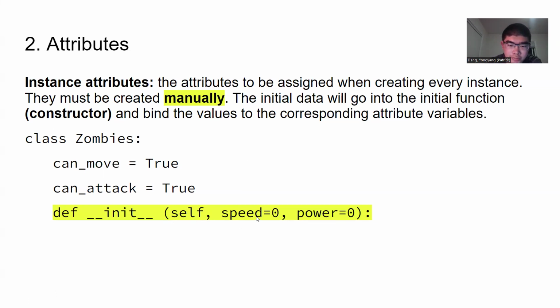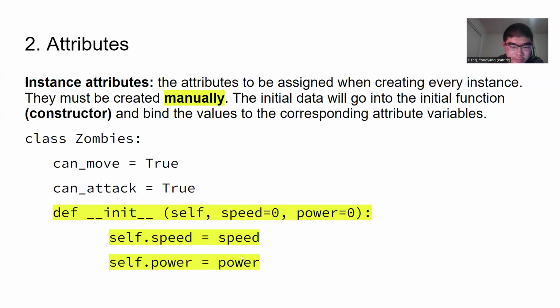So I set the initial speed to 0 if nothing is passed into it, and also power. Self.speed is speed, self.power is power. This is the attribute I create. When I input data here, say 4, the speed of the zombie can be 4. If I input 2, the speed will only be 2. If I put 3, it can only be 3. So by creating instance attributes, I can make each zombie different from each other. They are all zombies, but different from each other.